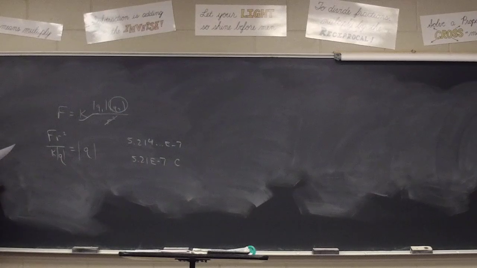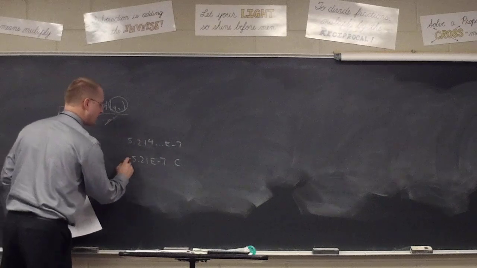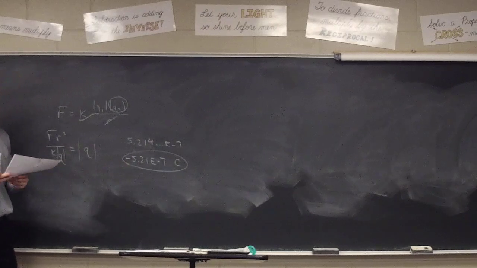But Michael's right, negative, because remember the two particles attracted. The one was positive. This has to have a negative charge. And of course it does say find the charge of the negatively charged particle. So again, we will put the negative because we know that's what the charge of the particle was.